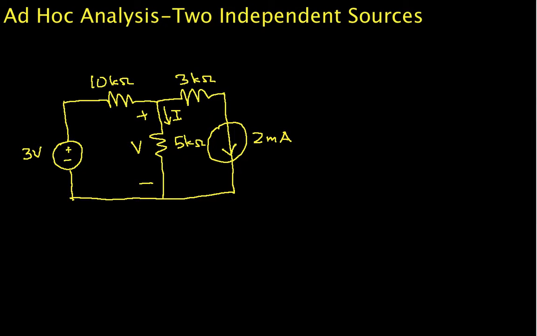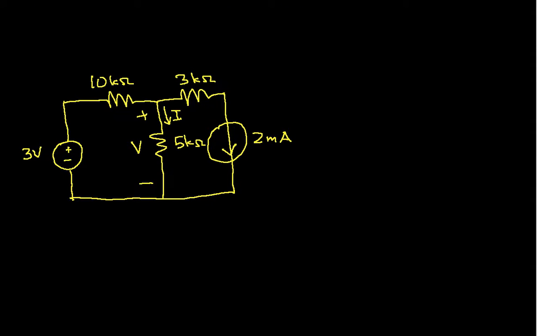Okay, welcome to this video in which we will show how to apply ad hoc analysis to find a voltage and a current in a circuit with two independent sources. If you have two independent sources in a circuit and you don't have a single loop or a single node circuit, using ad hoc analysis can get sort of complicated, as we will demonstrate.